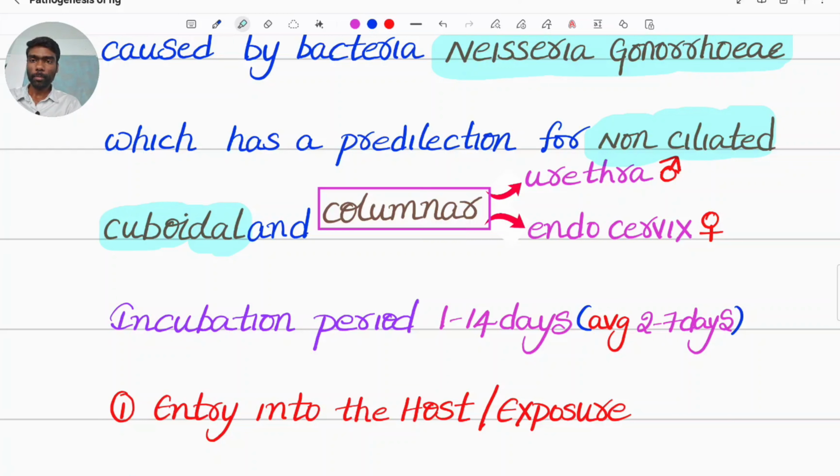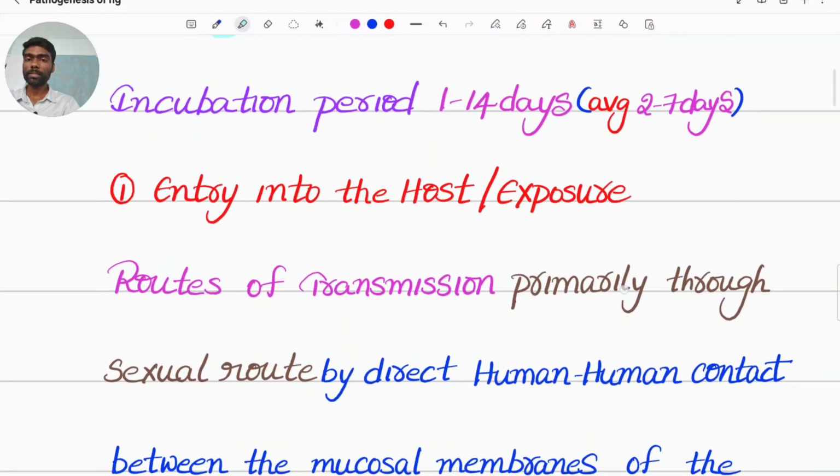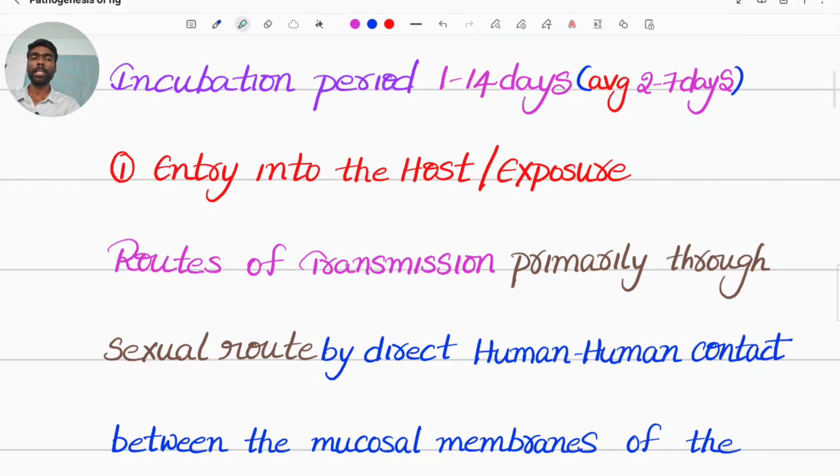The urethra of males and the endocervix of females are lined by columnar epithelium, for which this bacteria has a predilection. Hence, this infection initially manifests as a pyogenic infection of the urethra in males in the form of urethritis, and of the endocervix in females in the form of cervicitis. The incubation period of gonorrhea is 1 to 14 days.